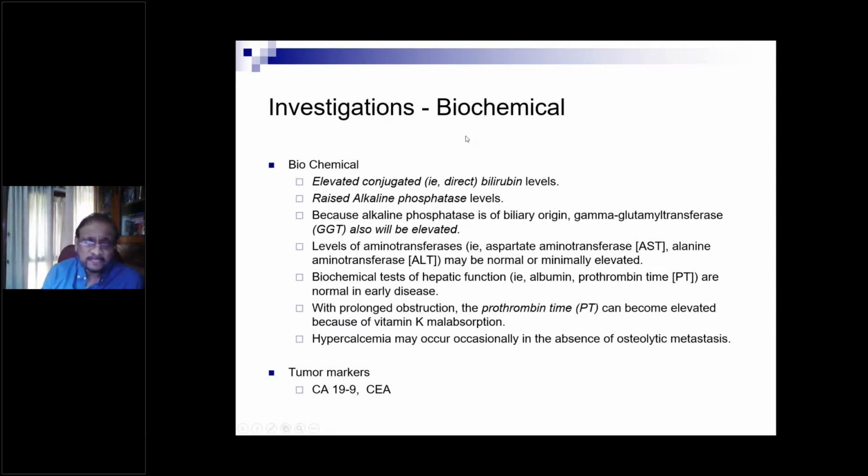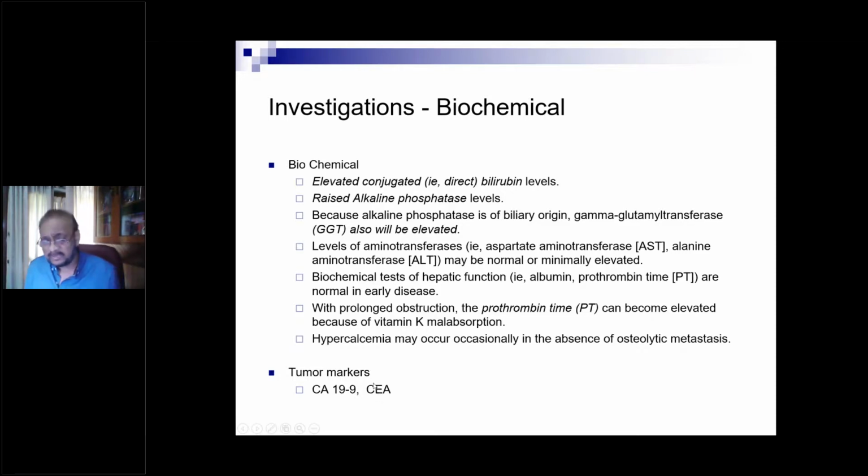For obstructive jaundice. You have elevated conjugated bilirubin, you have a raised alkaline phosphatase, you have a raised gamma glutamyl transferase, the levels of aminotransferases, aspartate and alanine, are probably normal. We already told you that. In the biochemical tests for hepatic function, the albumin and prothrombin are normal in early disease, but when it comes to late disease, the albumin level falls and the prothrombin time increases. With prolonged obstruction, the prothrombin time increases because of vitamin K malabsorption and the INR increases, right? International normalized ratio increases. Hypercalcemia could be occasionally seen in the absence of osteolytic metastasis.